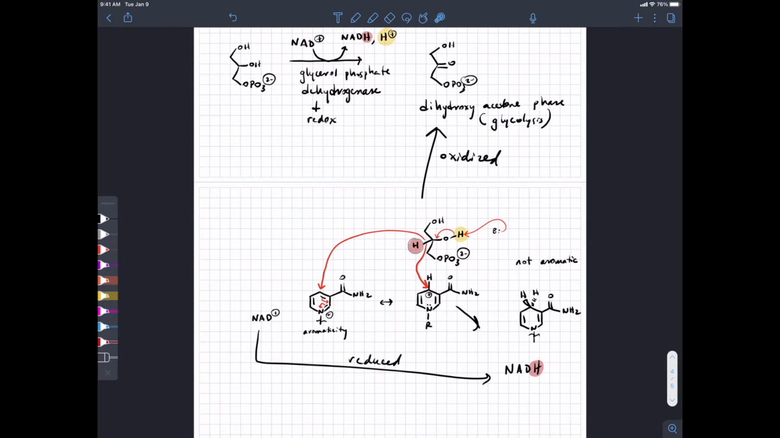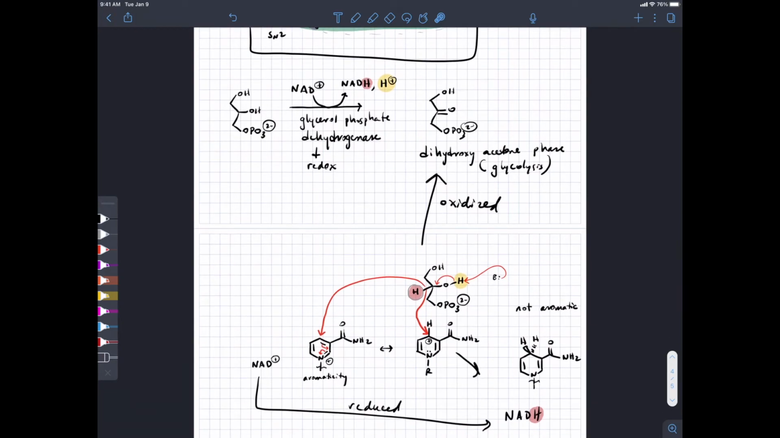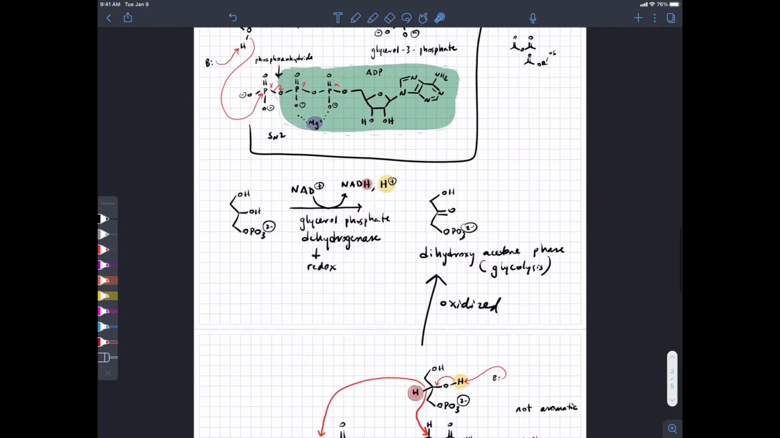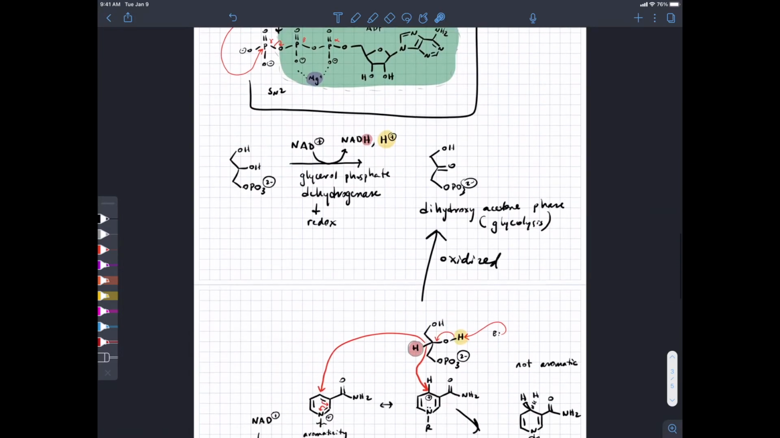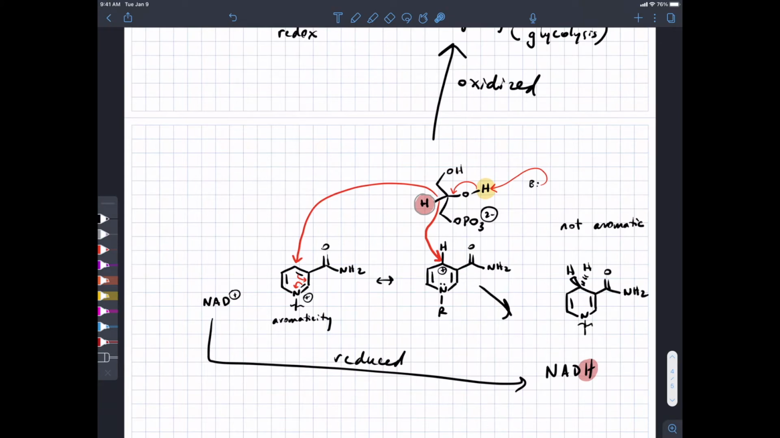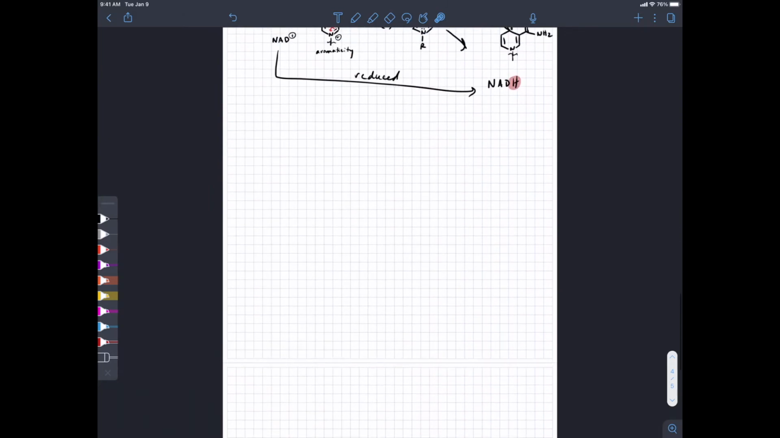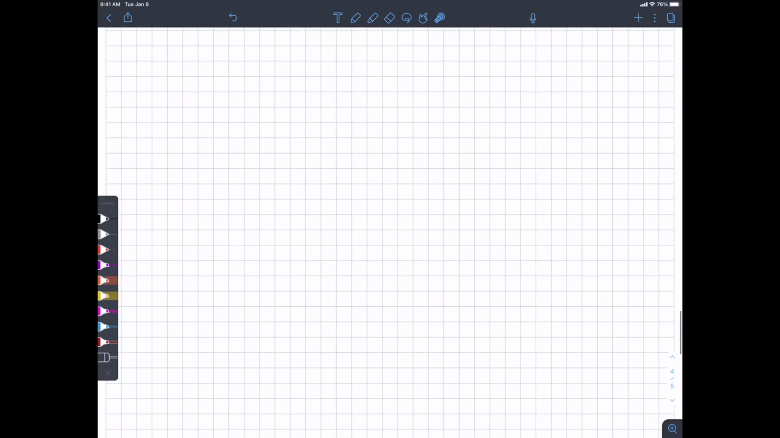All right, so those are two classic examples of reactions that we will see again and again: phosphate transfer, and reduction of NADH with oxidation of something else. Okay, so that's the fate of glycerol. Now let's talk about the fate of the fatty acid.